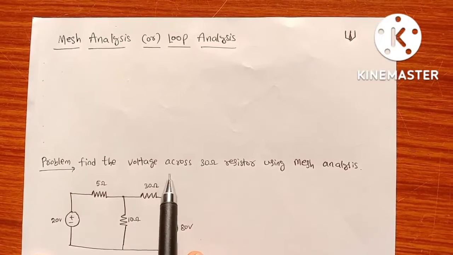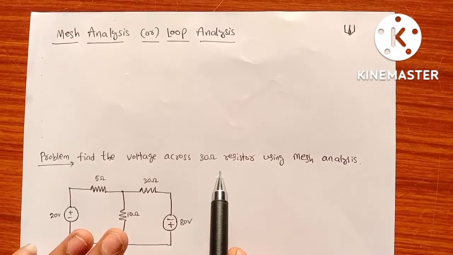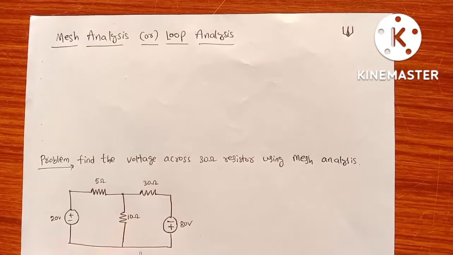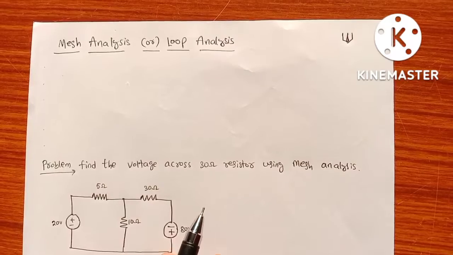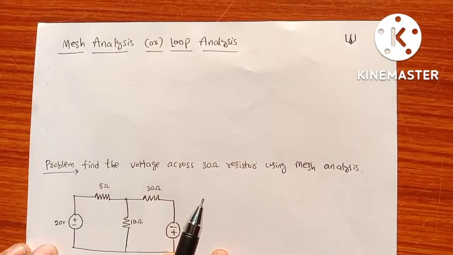How to find voltage across a 30 ohms resistor using mesh analysis. Before solving this circuit, let us say mesh analysis or loop analysis.